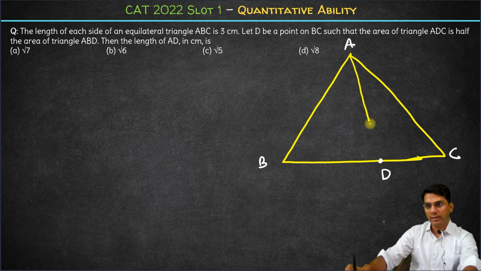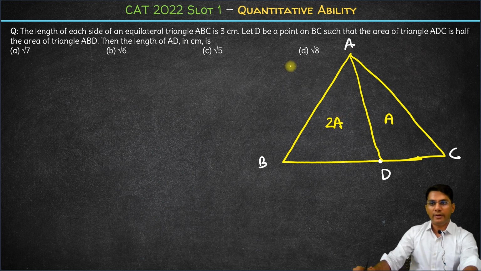Let's join AD, such that the area of triangle ADC is half the area of triangle ABD. So if this area is 2A, the area of this part is A. And then we have to figure out the length of AD. What is the length of AD?